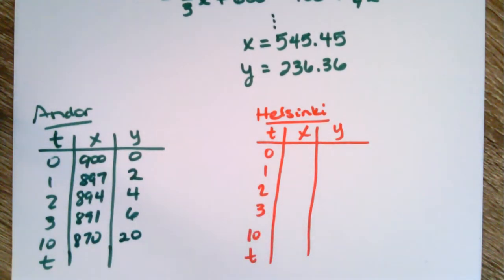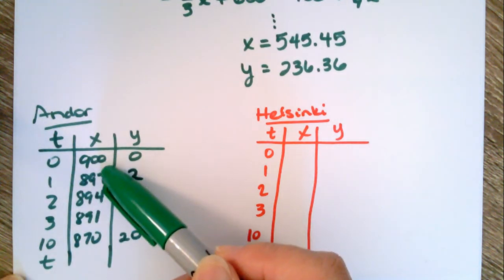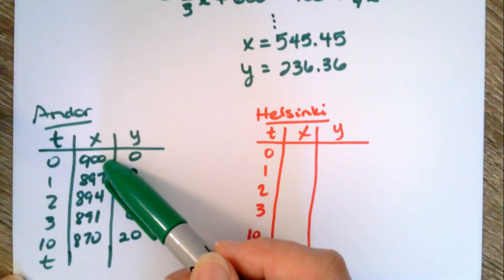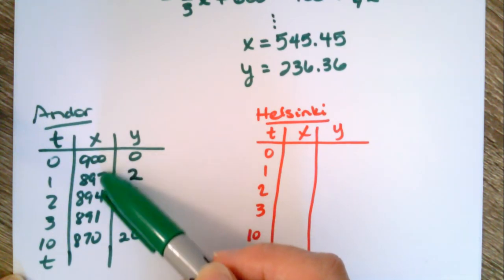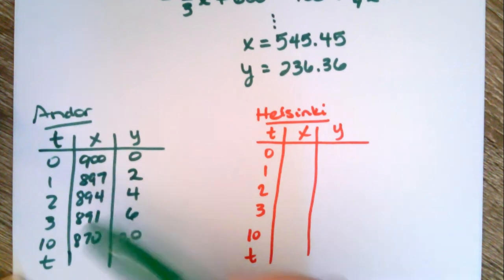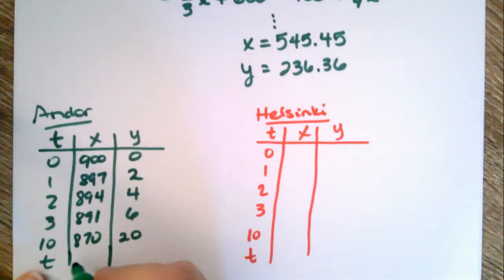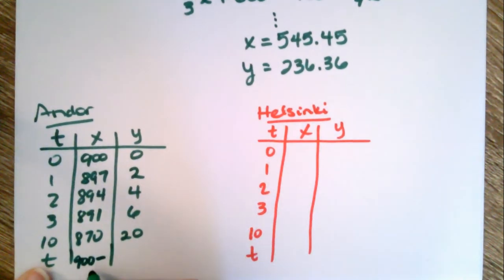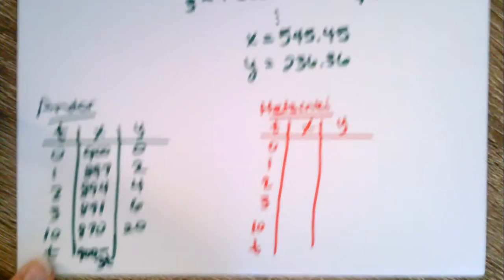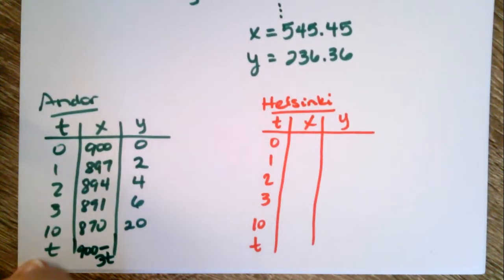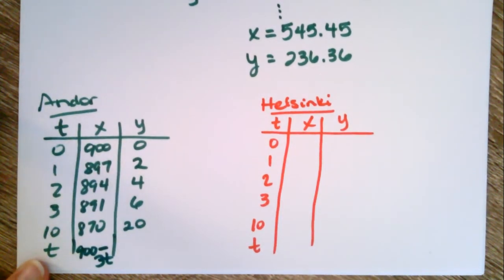And so then the question here is, what is the pattern? For the X position, we're starting at 900, and every minute we're subtracting 3 units. And I didn't really leave myself room here to write that. 900 minus 3 times whatever the time is.